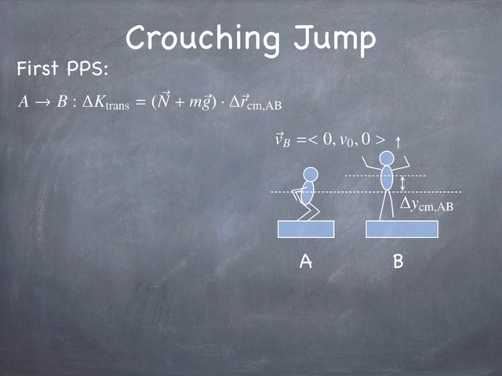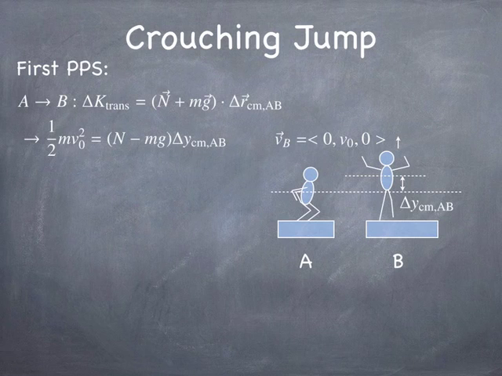Because their center of mass is going from the point it was when they were crouched down, a quarter of their height below their original center of mass location, and it's going to go back up to the original center of mass location at the moment they leave the ground. And we can work that out.